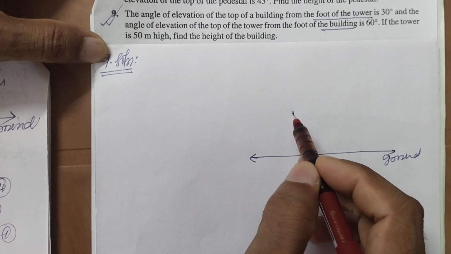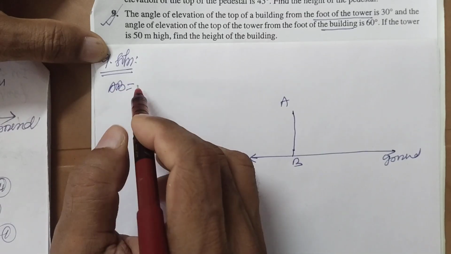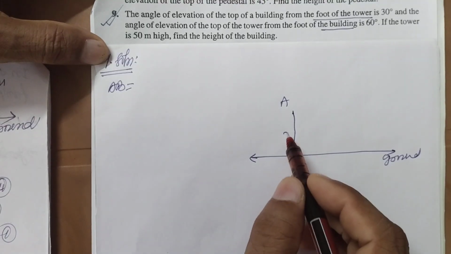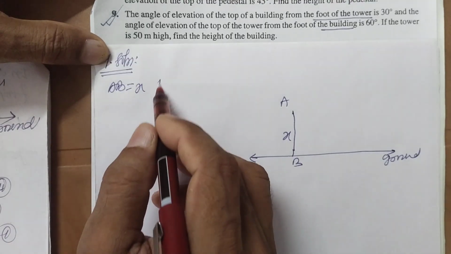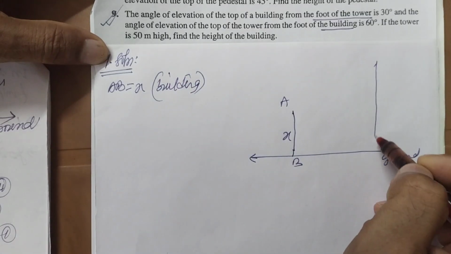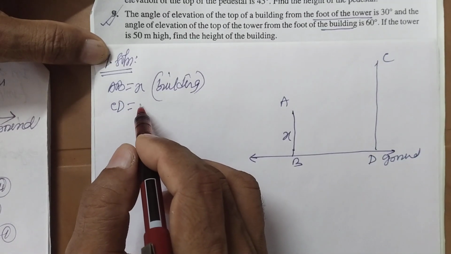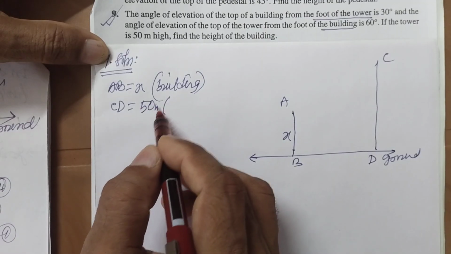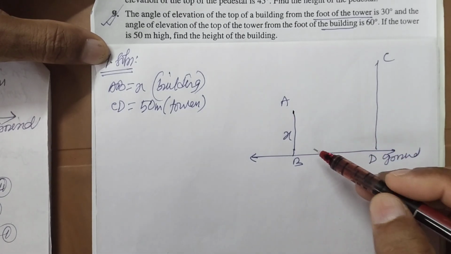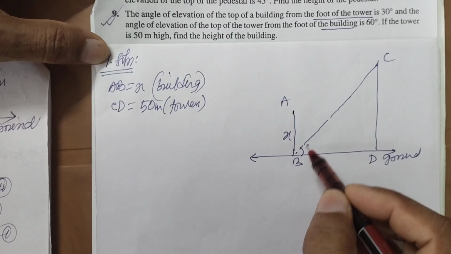One is the building, so you can mark AB as the building. We don't know its height, let it be X. AB is X, it is the building. And the other is the tower, CD. CD is given as 50 meter high, it is the tower. And from the bottom of the building, it is observed that the angle of elevation of the top is 60 degree.